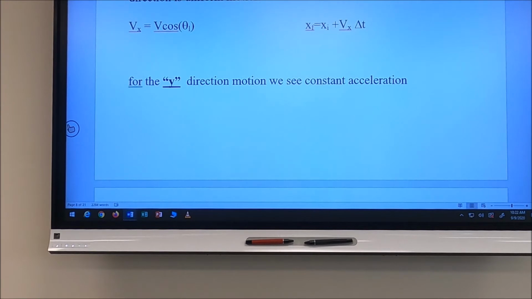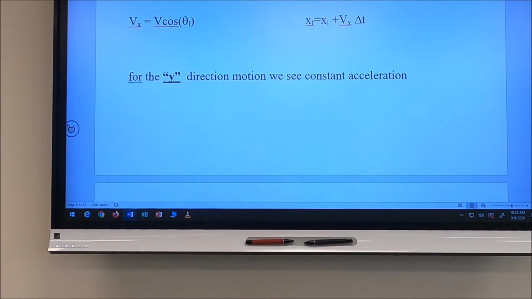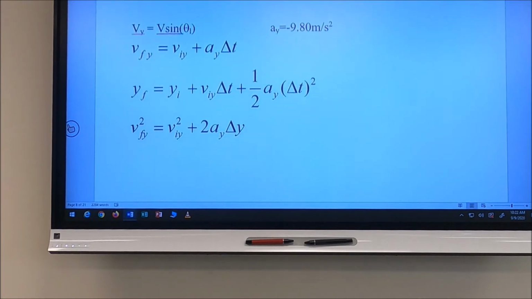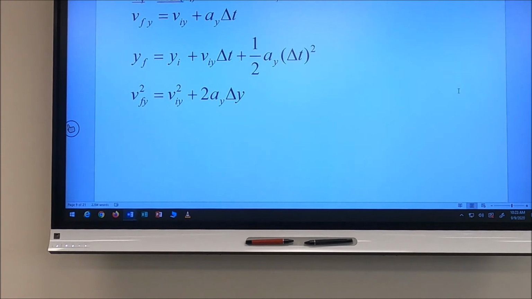Okay, so for the x-axis, we can say Vx equals V cosine theta, x final equals x initial plus Vx delta t. For the y motion, where we have an acceleration, we're going to use those uniform acceleration equations. We say velocity in the y direction initially is equal to V sine angle of launch. V final y equals V initial y plus AY delta t. Y final equals Y initial plus V initial y delta t plus 1/2 AY delta t squared.